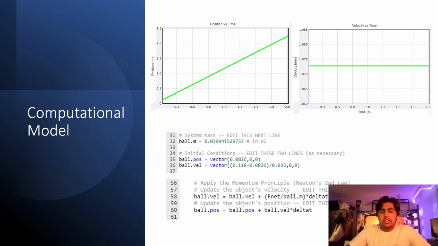I also changed the code to match Newton's second law, as ball velocity equals ball velocity plus net force divided by ball mass times delta time, and the ball position also changed for each part of the second, where the ball position equals ball position plus ball velocity times delta time.